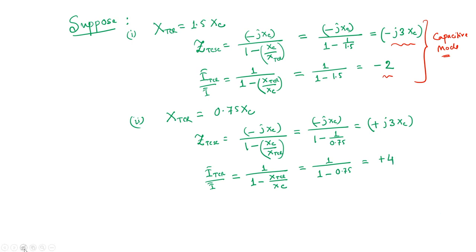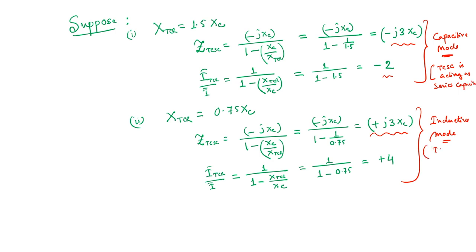Okay. And looking at this, you can understand that since the overall impedance is positive, this is an inductive mode of operation. So, as if the whole unit will act as a series inductor. Here, the whole unit acts as a series capacitor. So, the TCSC is acting as a series capacitor here, and here the TCSC is acting as a series inductor.